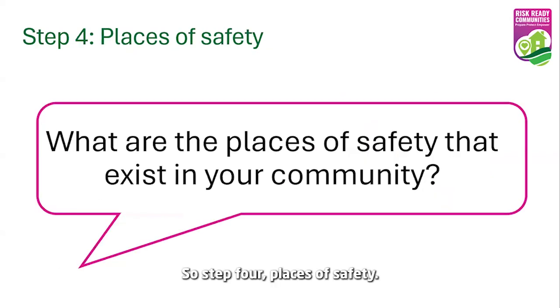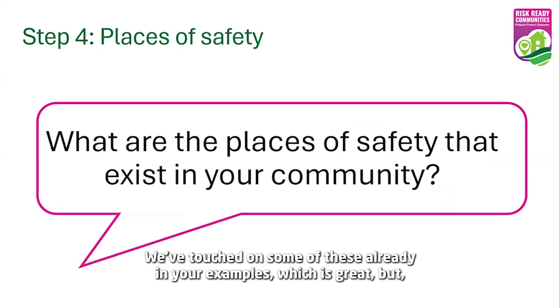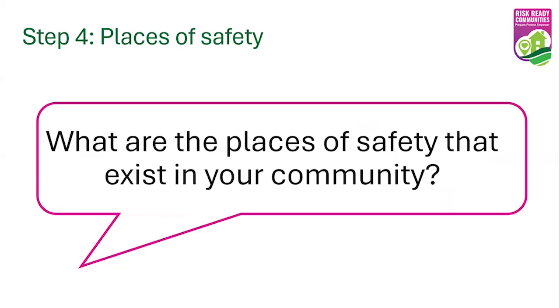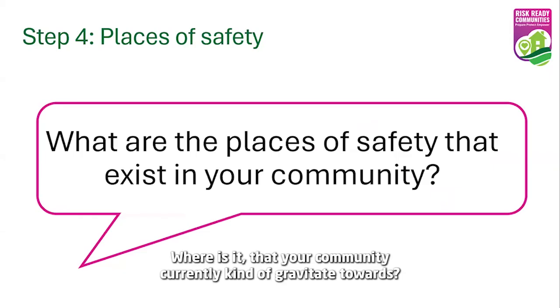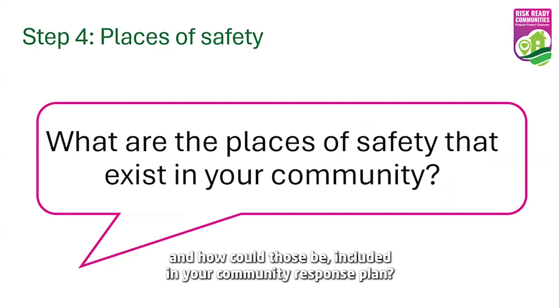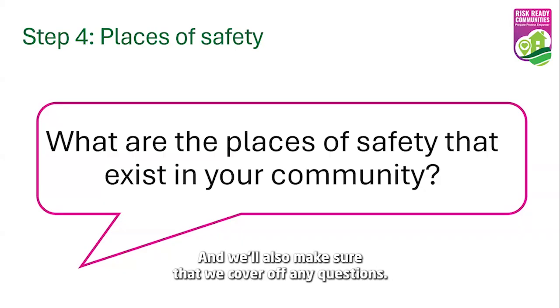So step four, places of safety. This is thinking about places in our community. We've touched on some of these already in your examples, which is great, but think about your own communities in a bit more detail. Where does your community currently gravitate towards in terms of spaces and places, and how could those be included in your community response plan? Take a few minutes to think about that, share it in the chat, come off mute, and we'll also make sure that we cover off any questions.